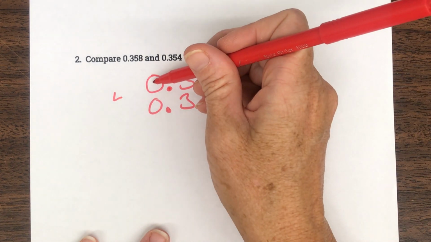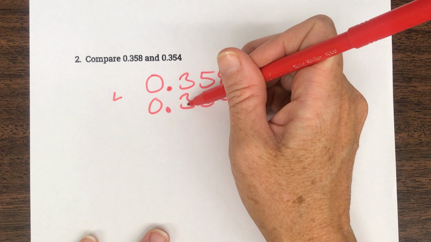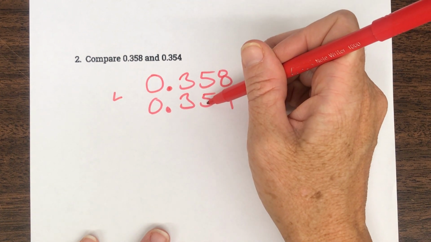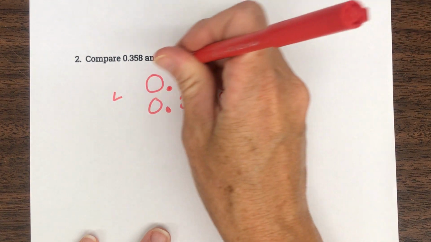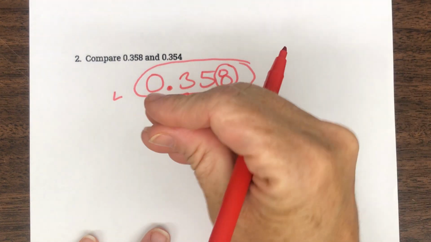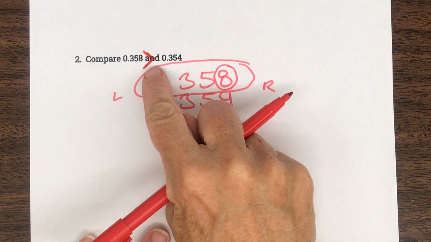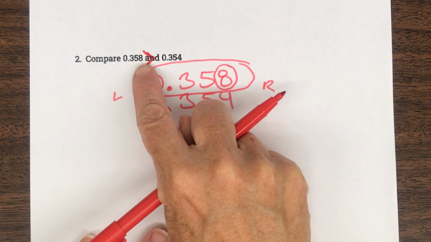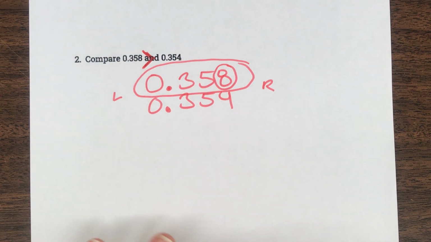So ready? 0, 0, those are the same, that doesn't help me. 3, 3, that's the same, it doesn't help me. 5, 5's the same, it doesn't help me. 8, 4, 8's larger, which means that whole number is larger, which means that's the one my alligator mouth is going to grab, which is another greater than sign. So 0 and 358 thousandths is greater than 0 and 354 thousandths.